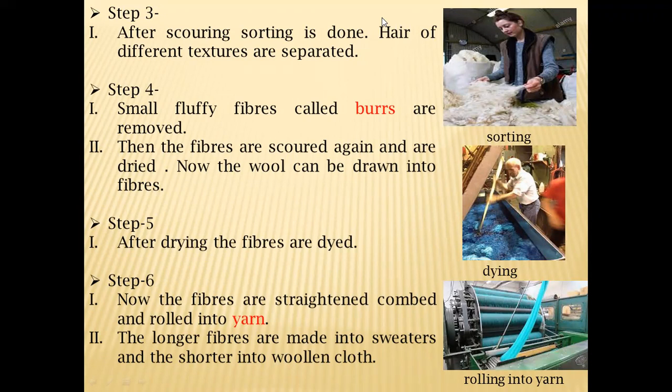Step 4. Small fluffy fibers, which are also called burrs, are removed. Then these fibers are again scoured and dried. The same process again, one more time. Now the wool is ready to be drawn into fibers. And children, the step 5.